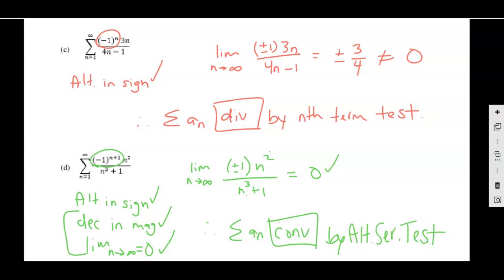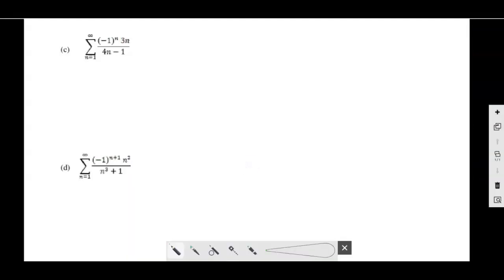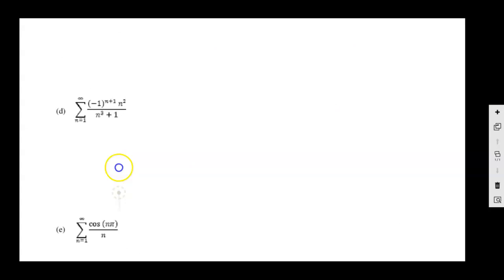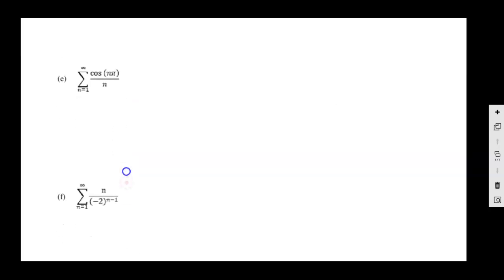So you just need to remember the three conditions. There's not a whole lot of math that goes into these. Alternate in sign, that one seems pretty obvious, because if it doesn't alternate, why are you using the alternating series test? Like, that seems very obvious. And then you really just need to take that limit. If the limit is 0 and it alternates, that's good, converges by the alternating series test.